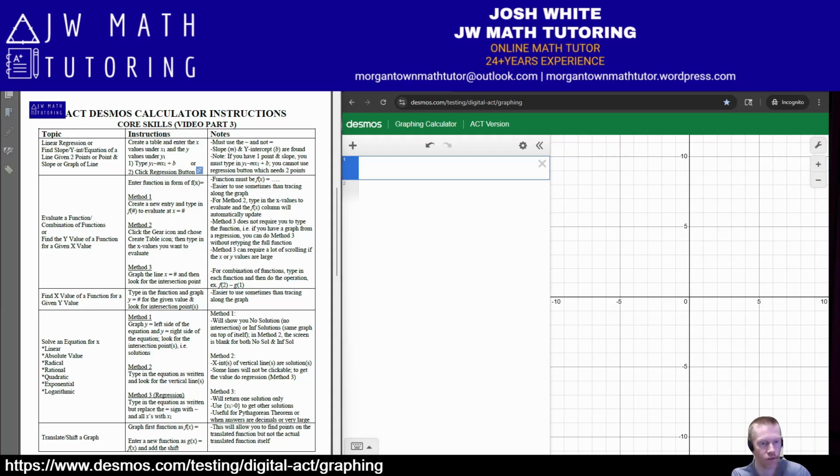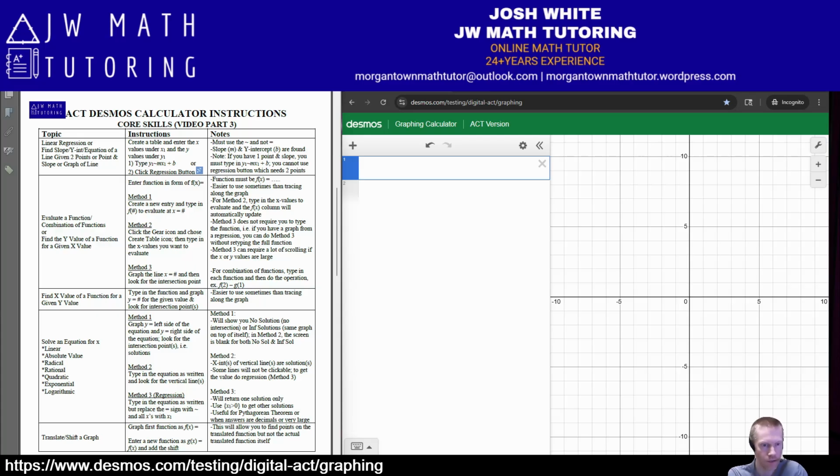Next, let's talk about solving equations. There are many different types of equations that you can solve in Desmos quite easily. You have your basic linear equations, you have absolute value equations, you have radical equations, rational equations. There are quadratics, obviously. You have exponential equations, you have logarithmic equations. There are three common methods that you can use. I'm going to talk about each of them briefly and list the advantages and disadvantages, and then we'll look at some example problems.